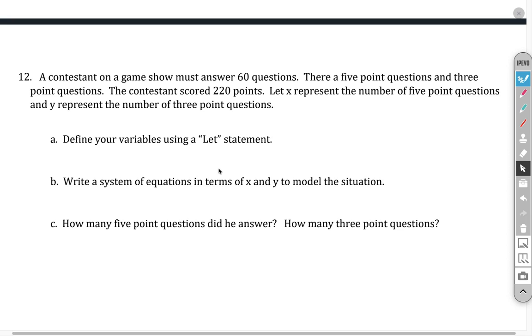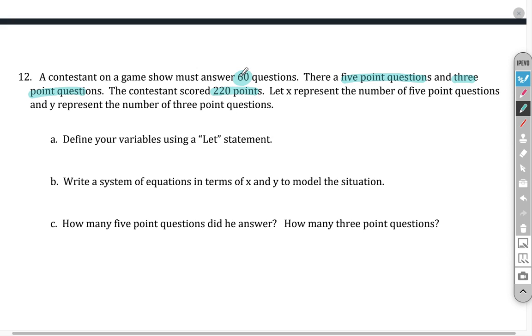Number 12, a contestant on a game show must answer 60 questions. There are 5-point questions and 3-point questions. The contestant scored 220 points. Let x represent the number of 5-point questions and y represent the number of 3-point questions. So let's first figure out what this problem is telling us. So we must answer 60 questions. There are 5-point questions and there are 3-point questions, and they scored 220 points.